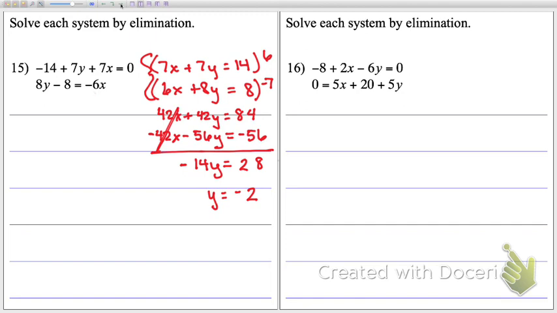Okay, now I can put that negative 2 in either of these original equations. Which one would you like to put it in? The top one. The bottom one's easier. Does it matter? No. Put in whatever equation you want. Get an answer. Period.